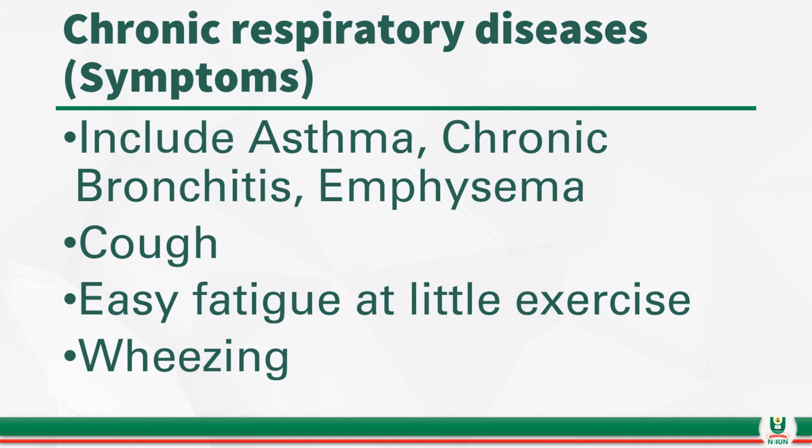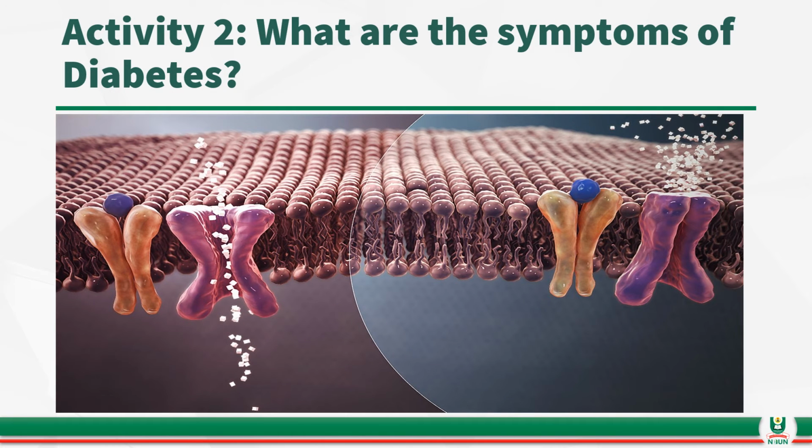Then chronic respiratory diseases. What we call chronic respiratory diseases are conditions like asthma, chronic bronchitis, emphysema. Usually people who have them will have cough, they get easily tired at little exercise, and oftentimes they wheeze. In the next slide, we'll have another activity. I want you to take a look at the slide while we continue. So activity 2, what are the symptoms of diabetes?